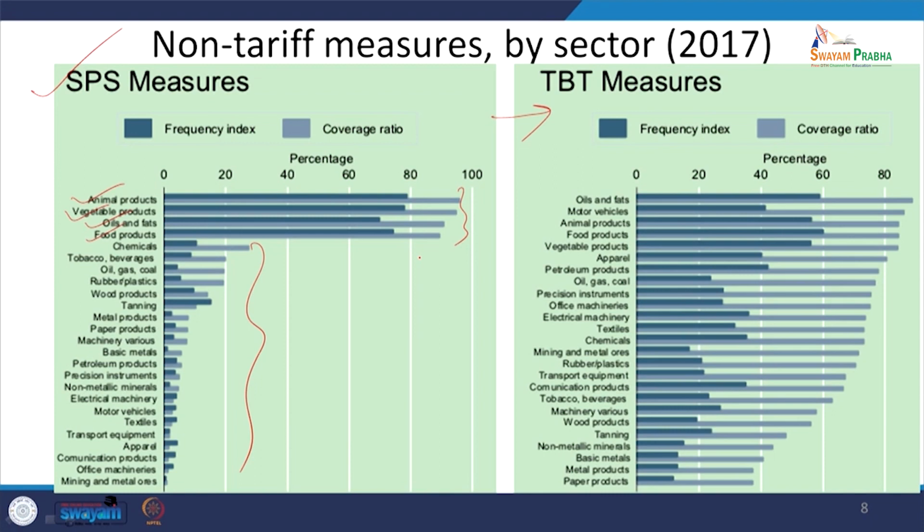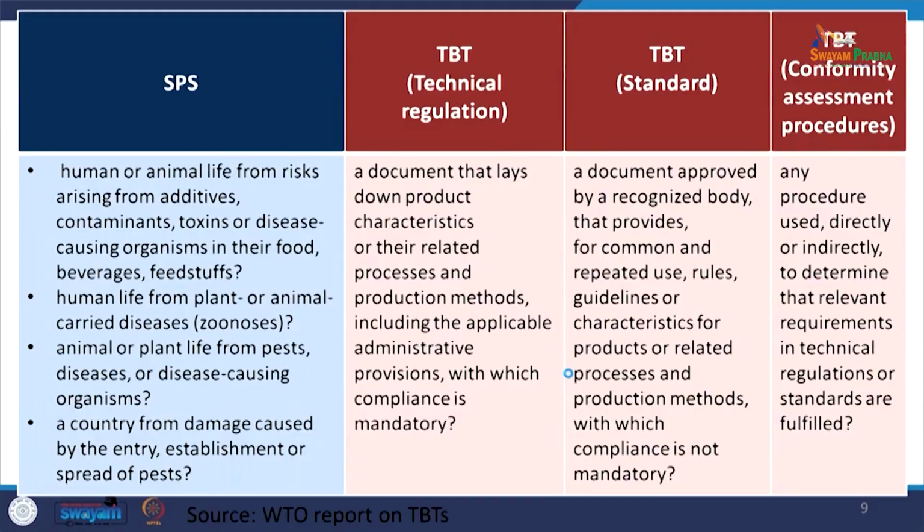Whereas in the case of TBT by sector, there are many other sectors where TBTs are actually imposed. So, the agriculture sector attracts the highest amount of SPS over time. Now, we have already opened this particular page in our previous lecture, but we did not emphasize SPS. Now, let us look at SPS in detail.